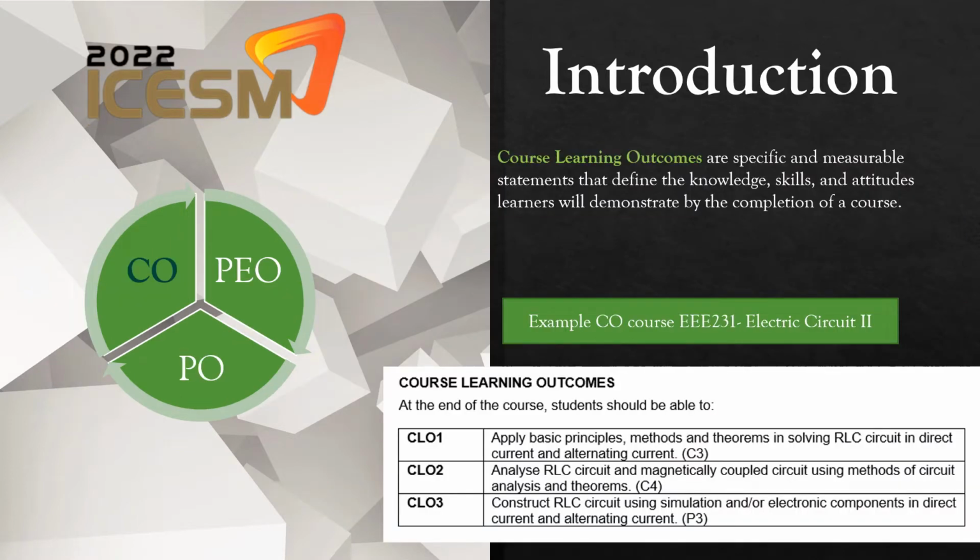Last element is CO. CO is course learning outcome or course outcome, specific and measurable statements that define the knowledge, skills and attitude learner will demonstrate by the completion of a course. This is the example CO for Electric Circuit 2. For this course, there are 3 CO that expected student to learn upon their completion of this course. So this course also used in the analysis of this project.